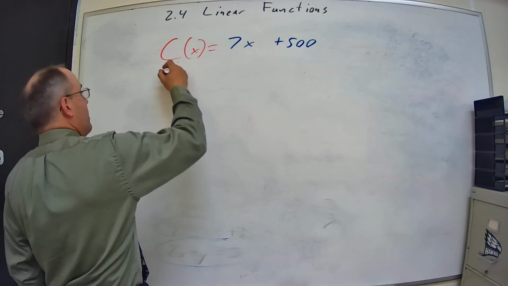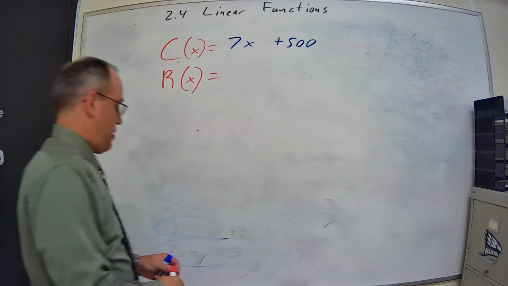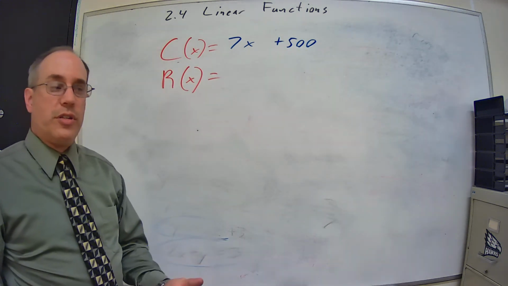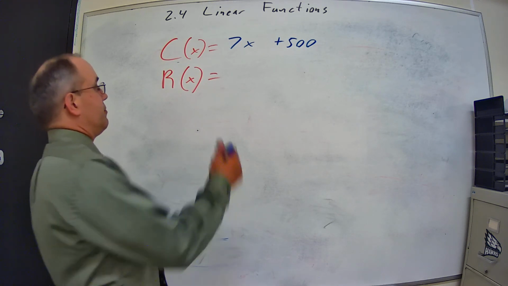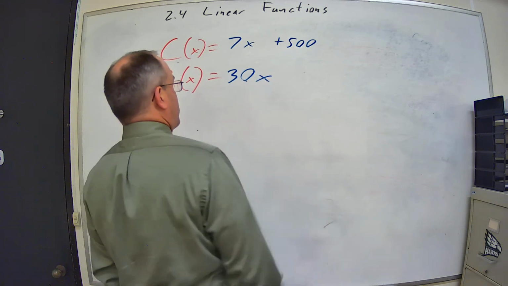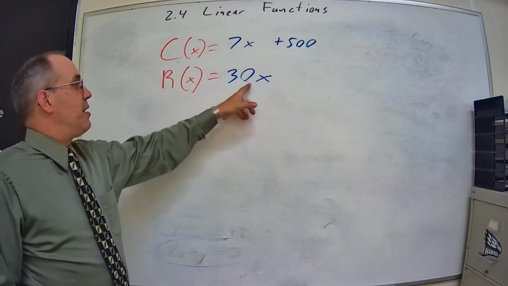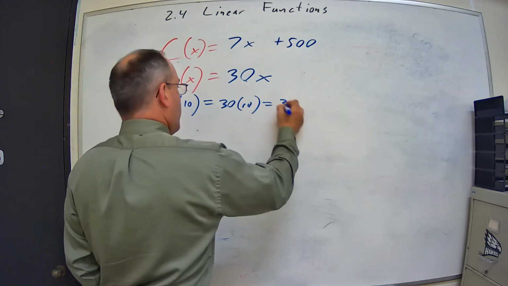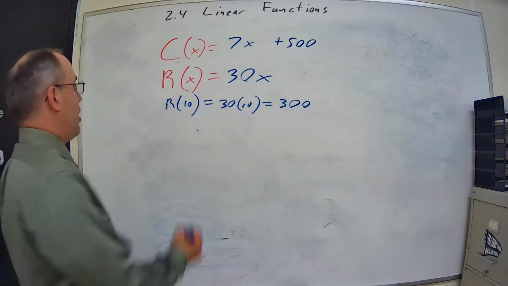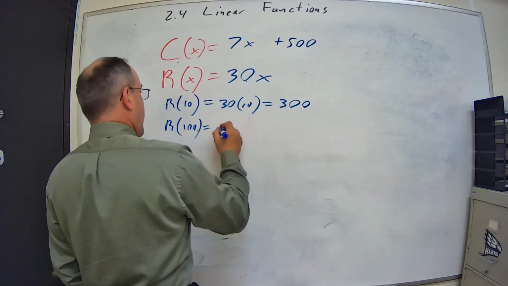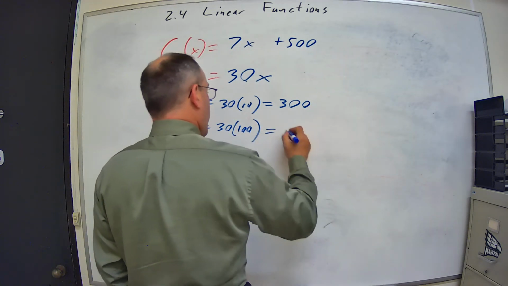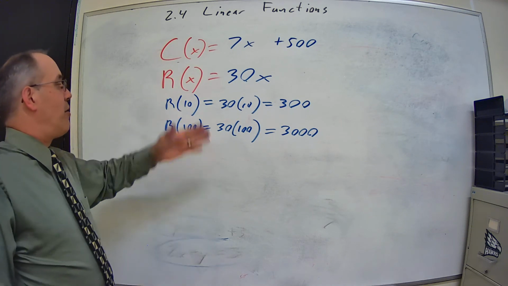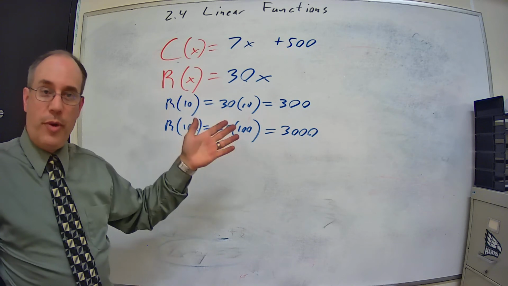Now let's go for our revenue function. So we have this product that we're producing, and we determine that we're going to sell it for $30. So 30x, the price times x, the number of units produced. So if I produce 10 units, R of 10, I have 30 times 10, or I just made $300. If I produce 100 units, I have 30 times 100, or I just made $3,000, or sold them for a total of $3,000. So there's our revenue function. The more we sell, the more money that we bring in.